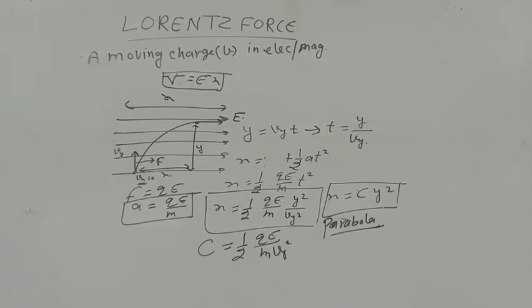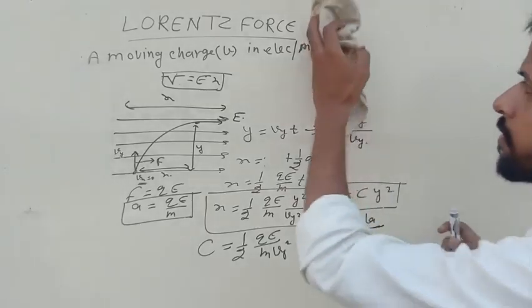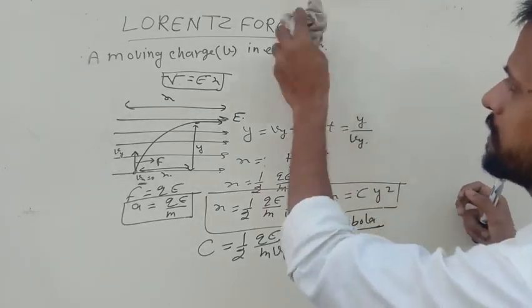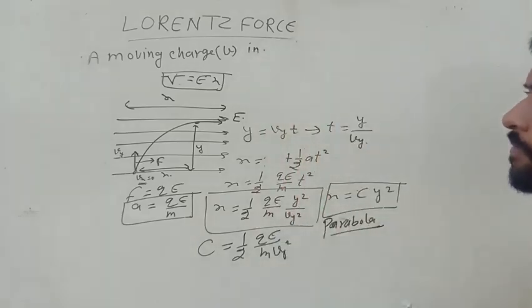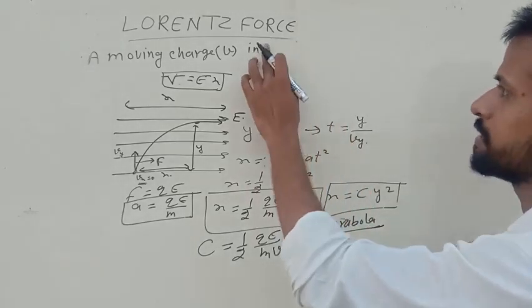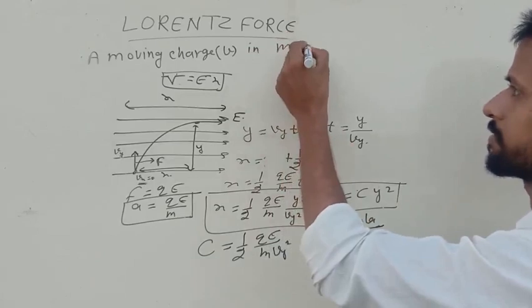Now a moving charge in a magnetic field. So this is for electric field, and now a charge with velocity v is in a magnetic field.